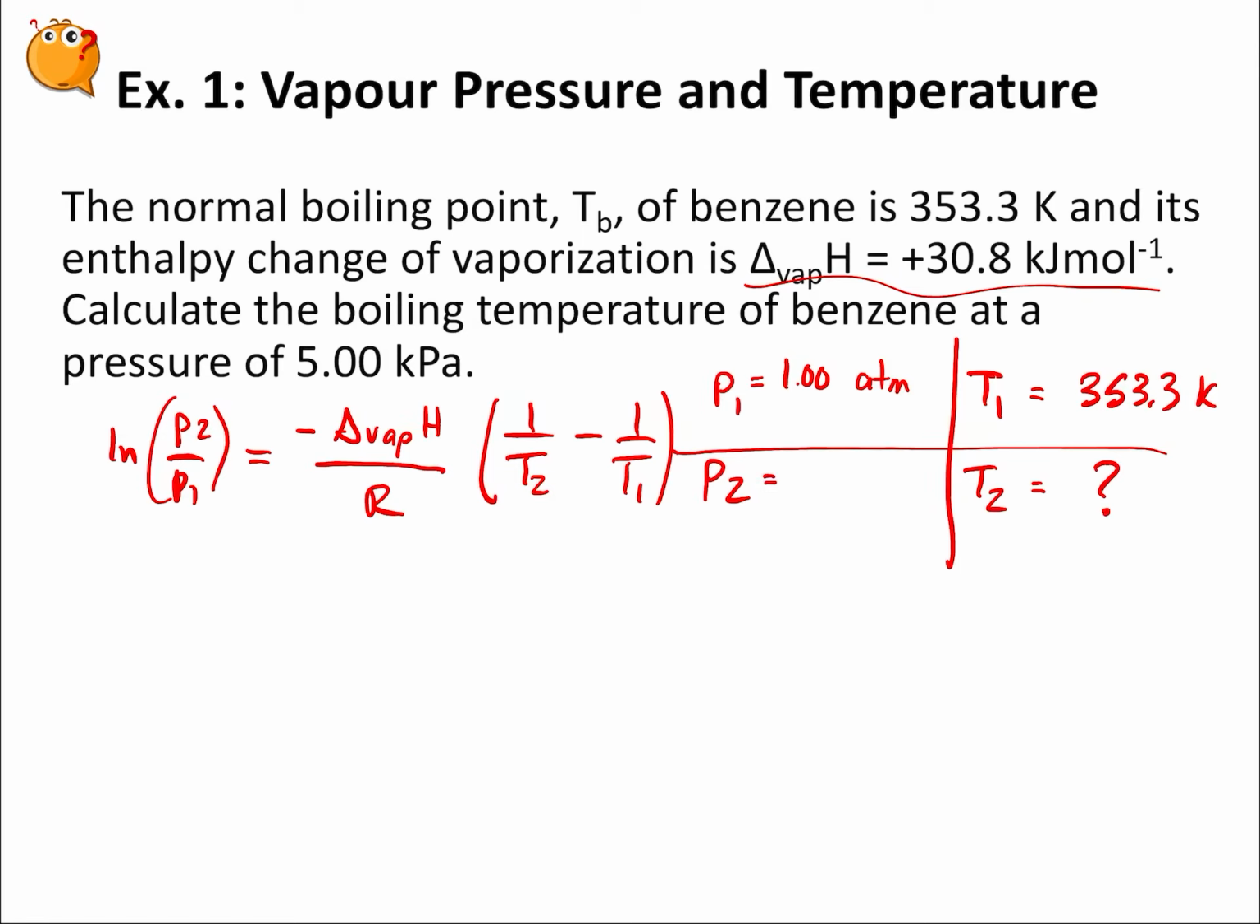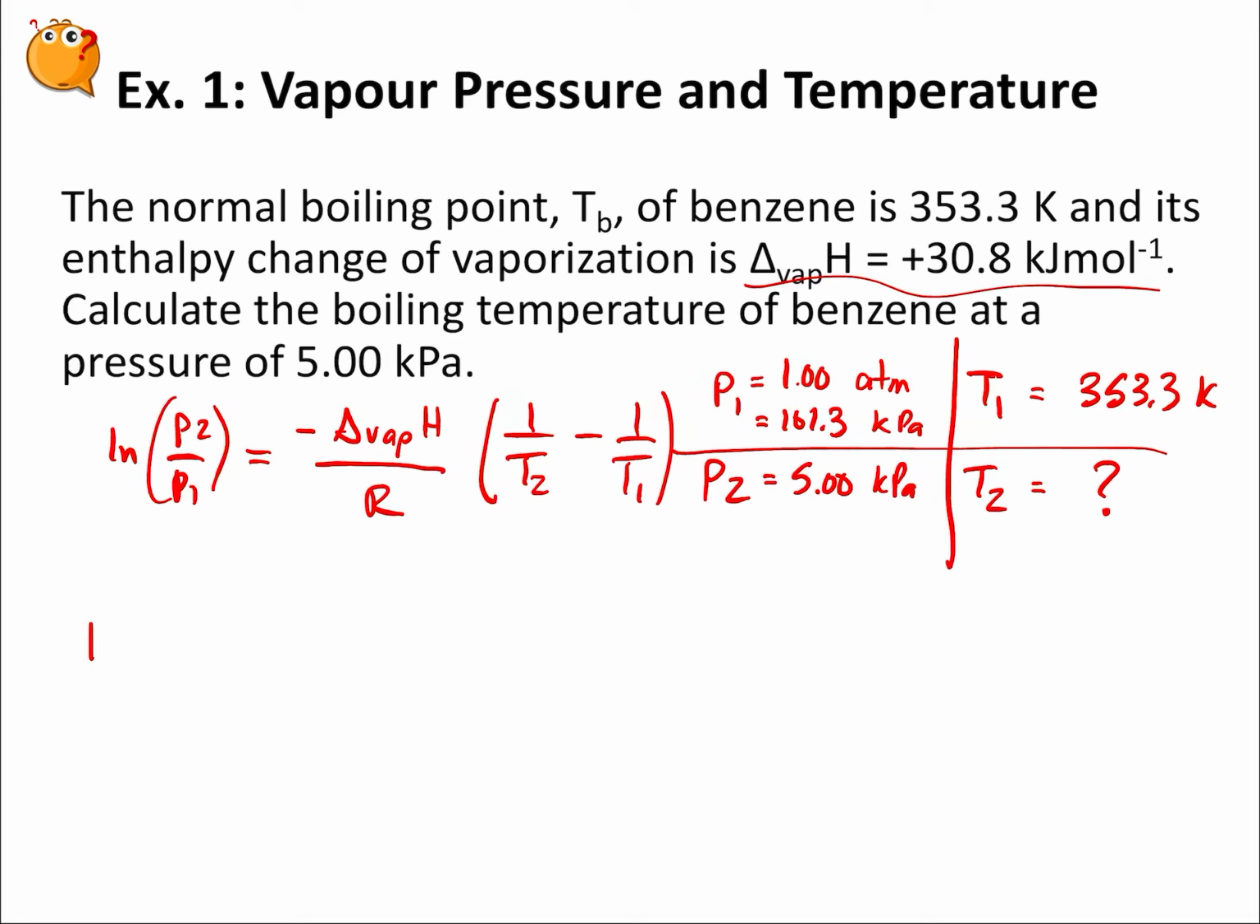For P2, this is going to be equal to 5.00 kilopascals. You see we have an issue right away in that our two pressures are in different units, so we want them to be in the same units so that we can use them together in the equation. So let's change our P1 from atmospheres to kilopascals. 1 atmosphere is 101.3 kilopascals, and then we're good to go. And our delta H VAP is given in the question. So we can start to fill our values in here now.